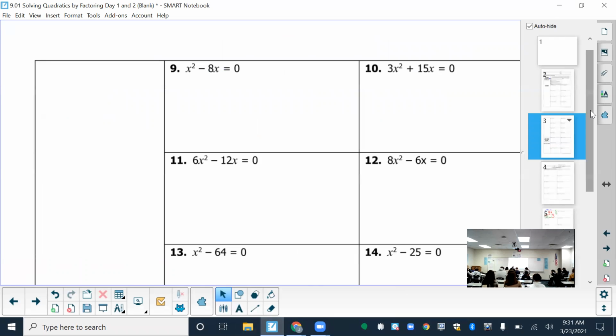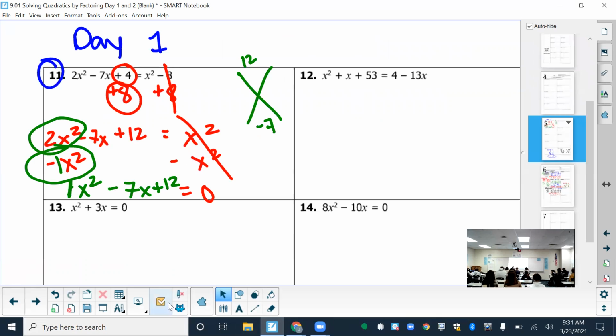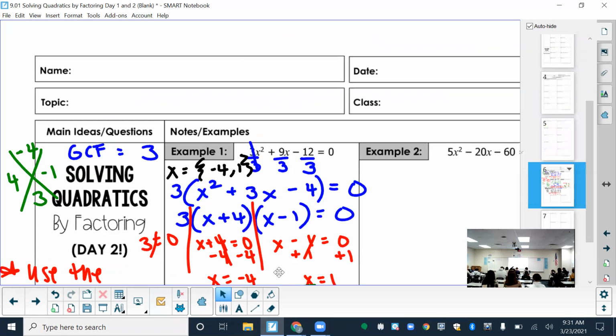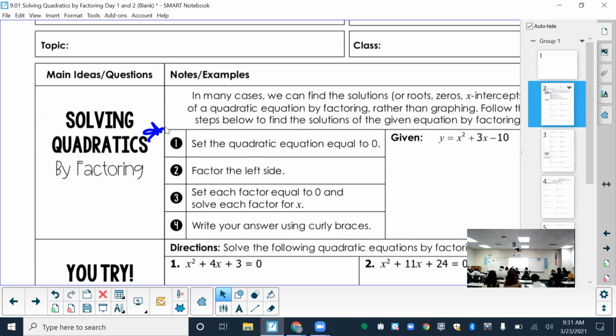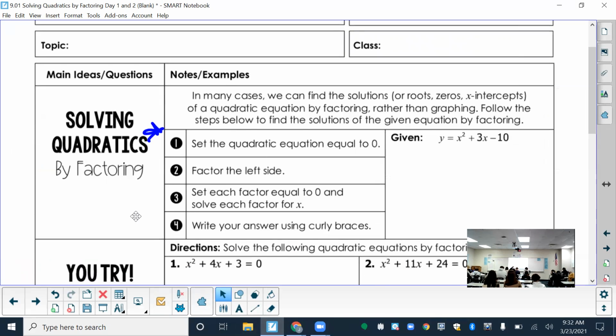All right, so we're going to start with the day 1. So the steps are going to be the same for both day 1 and day 2. You're going to solve by factoring. Eva, is it a question about this? Wait a second. So you're going to solve quadratics by factoring by setting it equal to 0, factoring one side, and then setting each factor to 0 and solving for x.